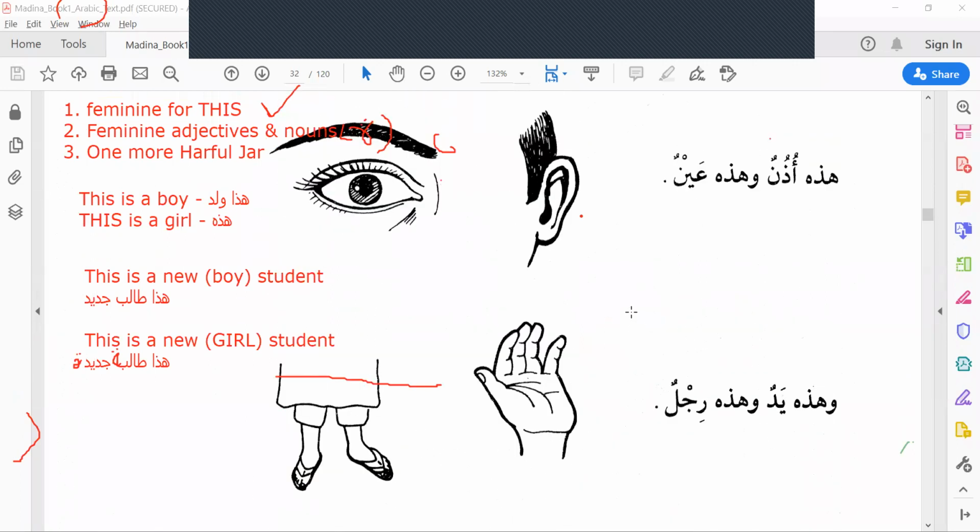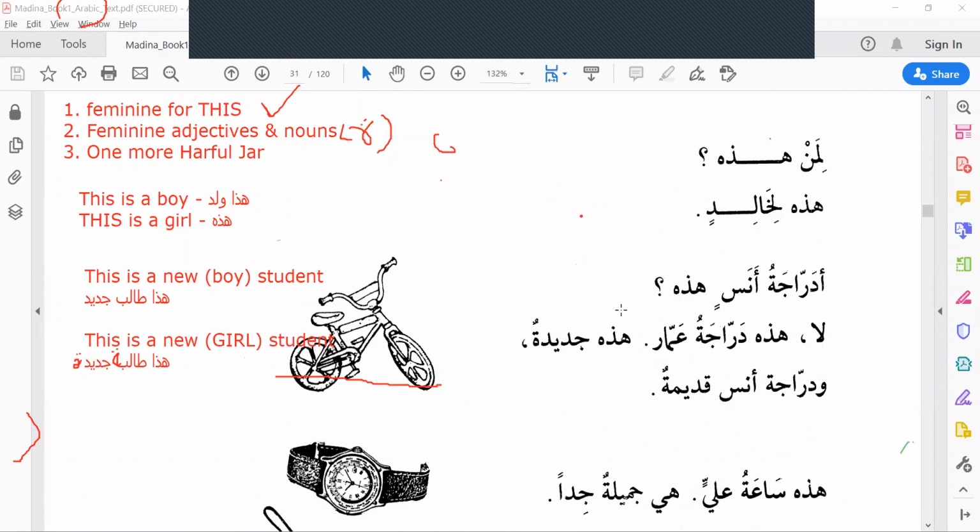Good. So let's read it together one time from the second page. Liman hadihi. You can read it loudly, okay? Don't just read it within your mouth. Liman hadihi. Whose is this? Hadihi li Khalidin. This belongs to Khalid. Li is harful jar, so Khalid gets kasra.